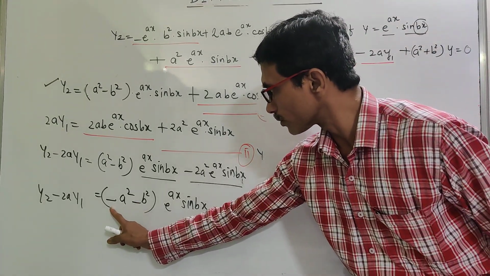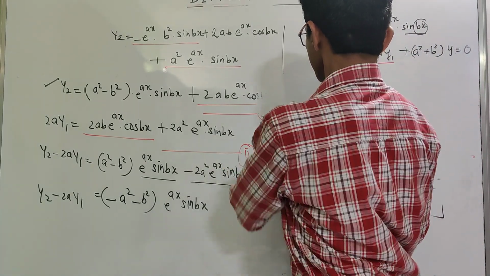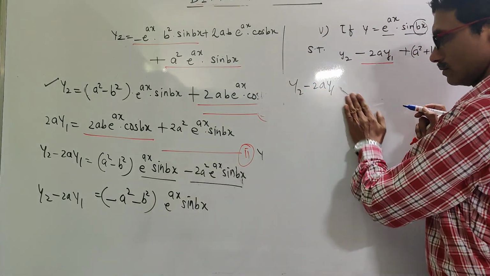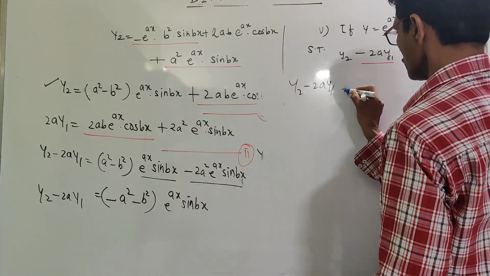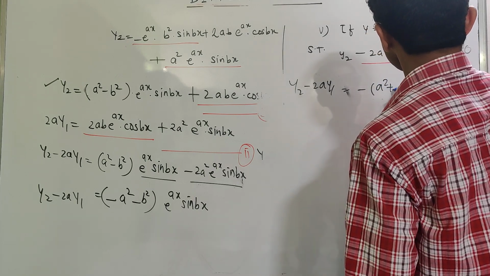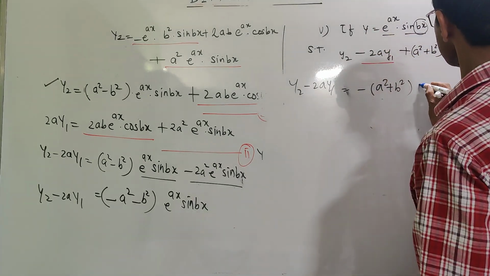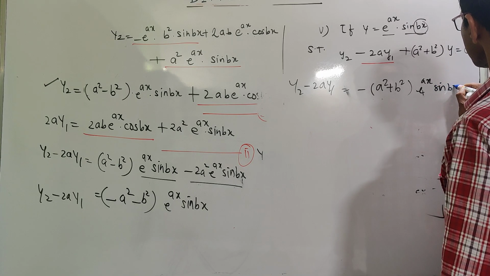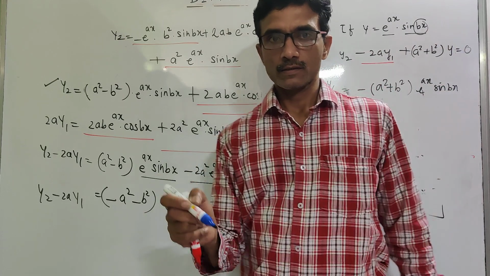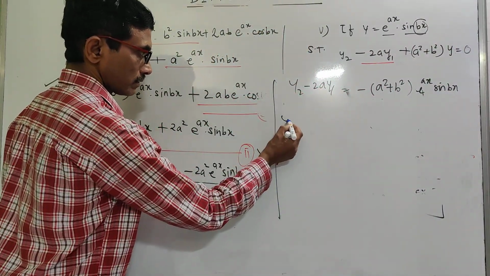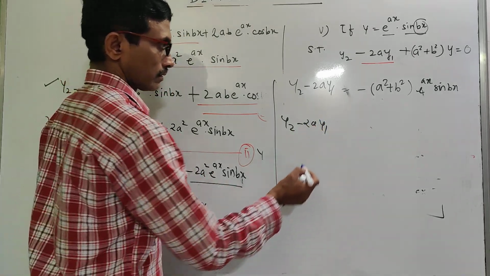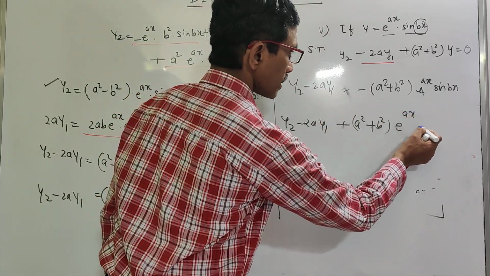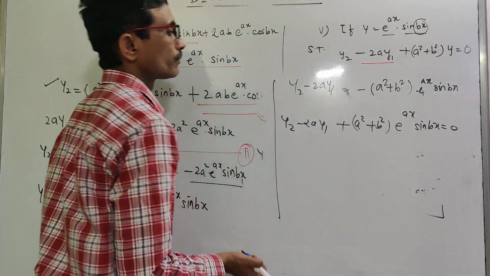If we take minus sign common from here, so it will be y2 minus 2a y1 is equal to, minus sign common from these two terms, a square plus b square e raised to power ax sin bx, and we will take this to the left hand side, so that y2 minus 2a y1 plus a square plus b square, minus sign will become plus sign, e raised to power ax sin bx is equal to 0. This is required to show.